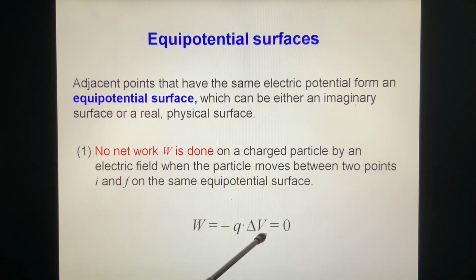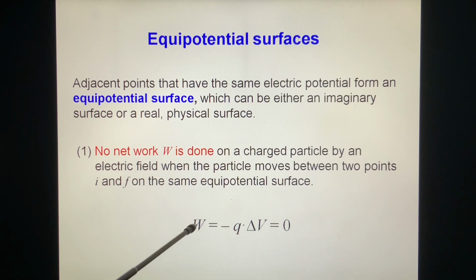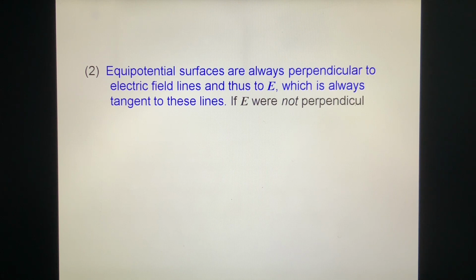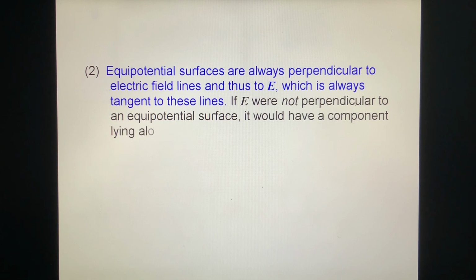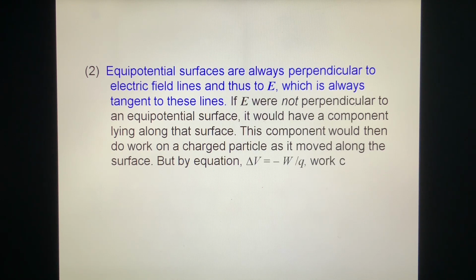You know this one? If they are both on an equipotential surface, so delta V is 0, so W is 0. 2. Equipotential surfaces are always perpendicular to electric field lines, and thus to E, which is always tangent to these lines. If E were not perpendicular to an equipotential surface, it would have a component lying along that surface. This component would then do work on the charged particle as it moved along the surface.